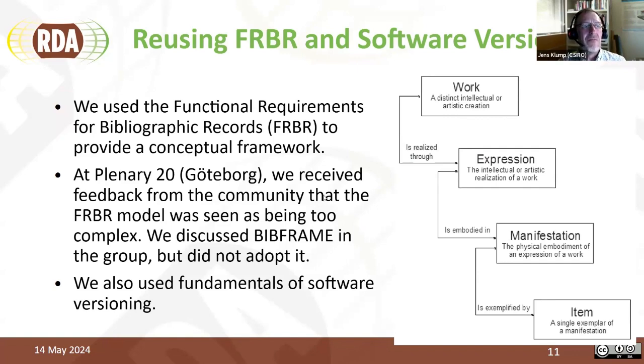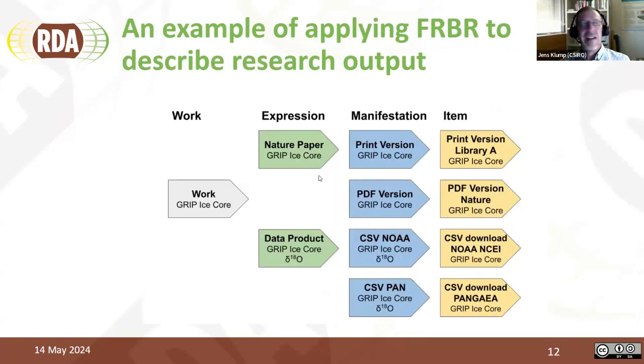When you look at many FRBR illustrations, you see a diagram like this one on the right, where there's a work that is a distinct intellectual or artistic creation. It's realized through an expression, it's embodied in a manifestation, and it's exemplified by an item. That is all super abstract, and so to explain what this means in the context of data, we've come up with this illustration, which I think still needs a bit of fine-tuning to better explain what we mean, but we're getting there.